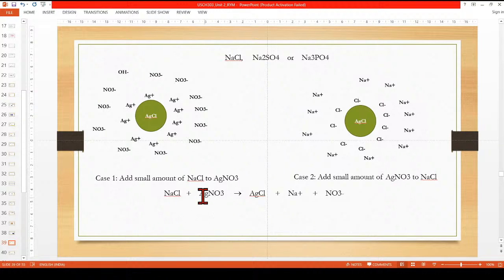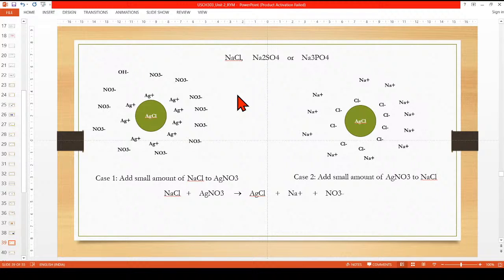So when you now add a further amount of NaCl, I have added more NaCl, because of that extra amount of NaCl, the Cl minus ion can reach the Ag plus and there will be formation of AgCl again. So you require adding some common ion containing compound here.